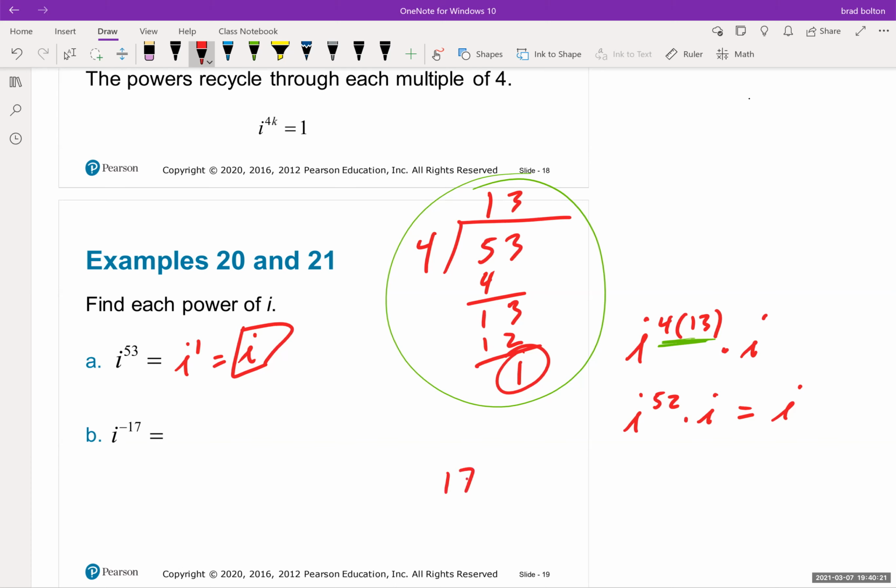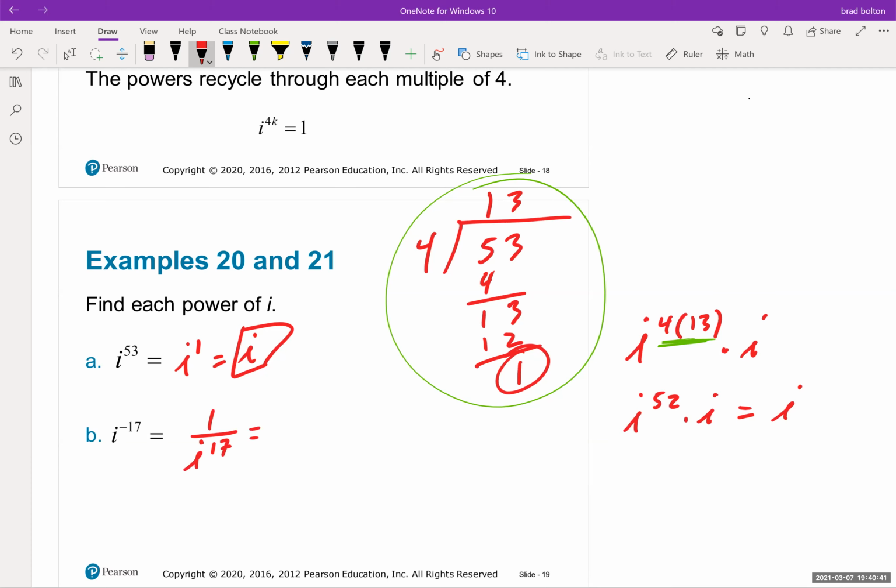So I'm going to take 17 and divide it by 4. 4 goes into it 4 times. We get 16. We're left with 1. Oh, and actually, I should do something first on this one. Because it's a negative exponent, I should write it as 1 over i to the 17.